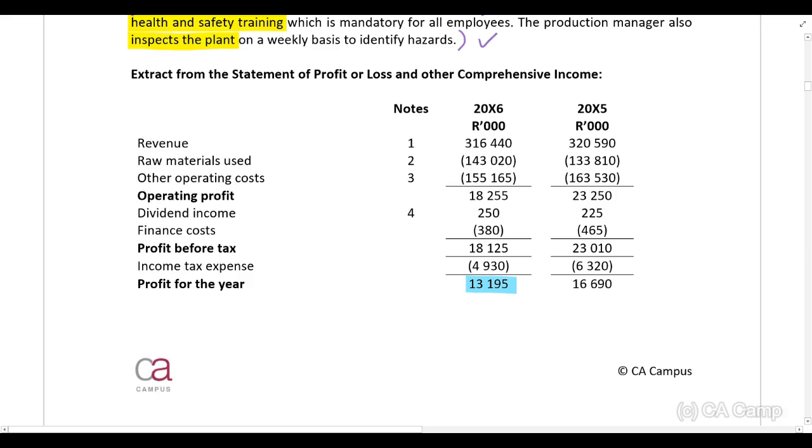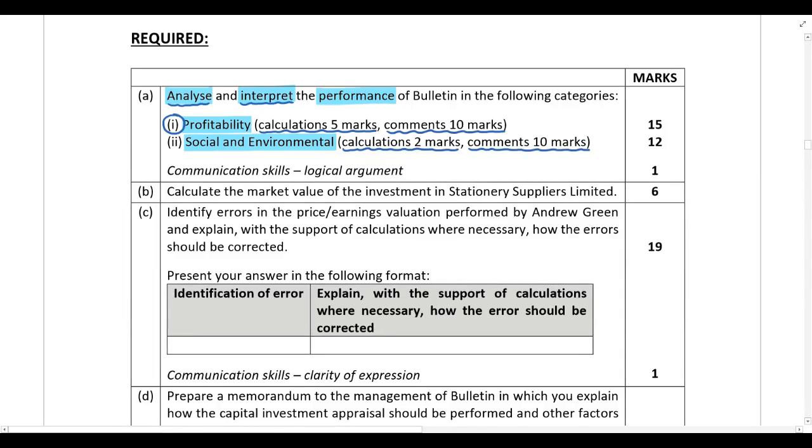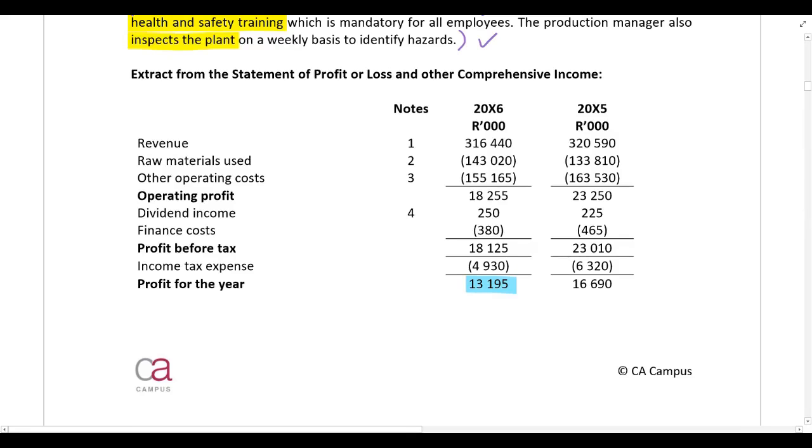Then for operating profit, we can also calculate the movement from the prior year to the current year. And in addition to that, we can calculate the operating profit margin by taking operating profit and dividing by revenue. Then for dividend income, guys, dividend income is really insignificant. And in addition to that, if you go back to the required, you can see we only have 5 marks available for calculations. So it will be very easy to perform enough calculations to score 5 marks. So don't waste time on costs that are insignificant. So we won't do anything with dividend income over here.